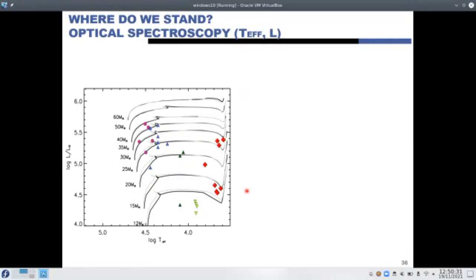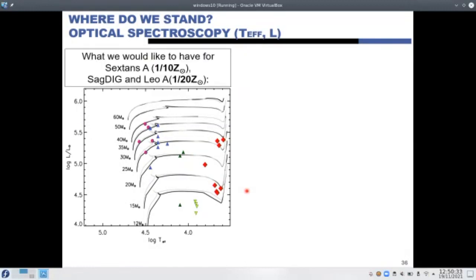So I go back to the HR diagram of Sextans A, very scarcely populated. With this, we are not going to be able to draw the evolutionary pathways of massive stars. And what do we want? We want something like this.